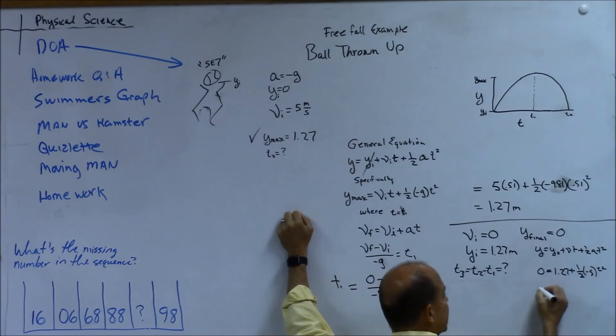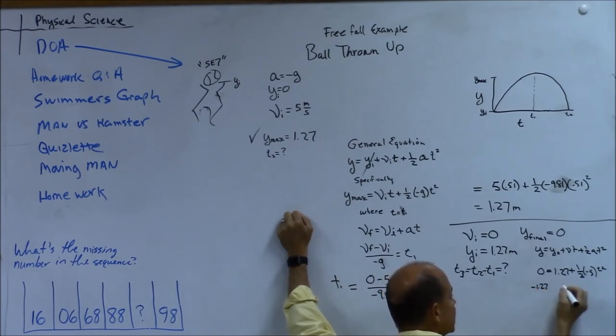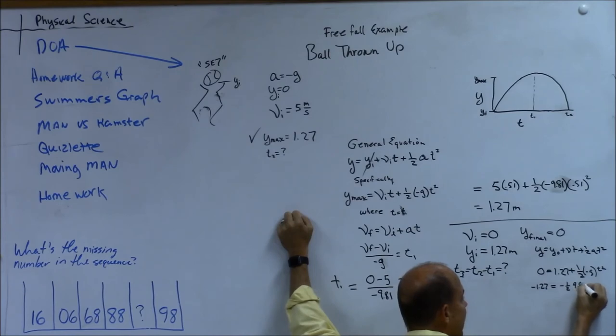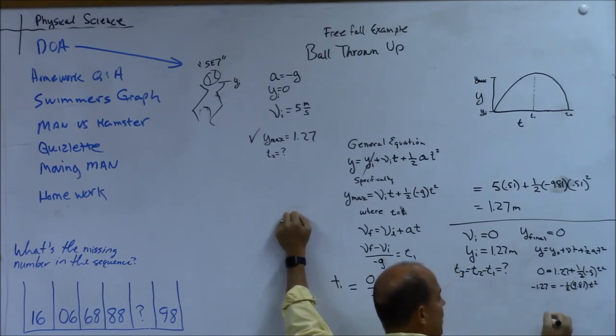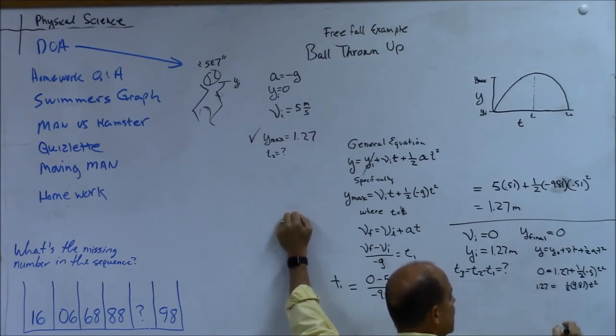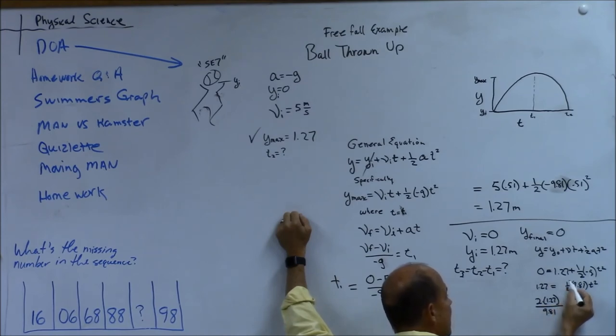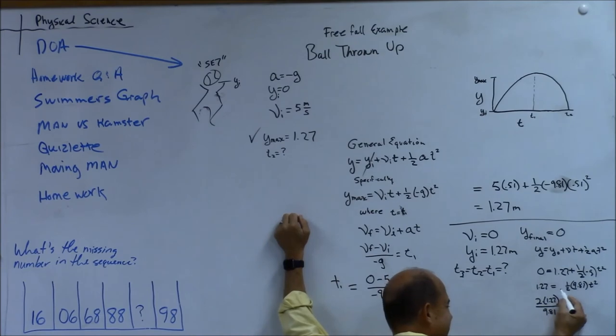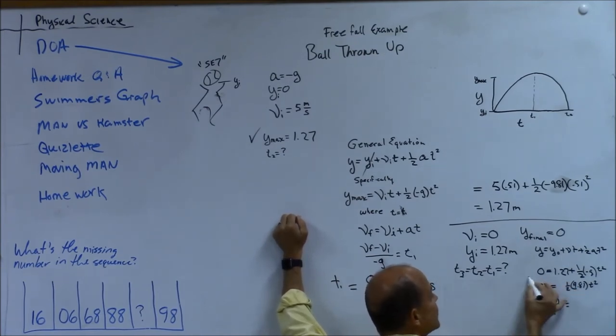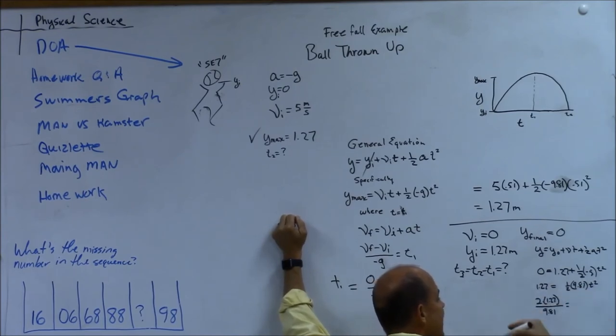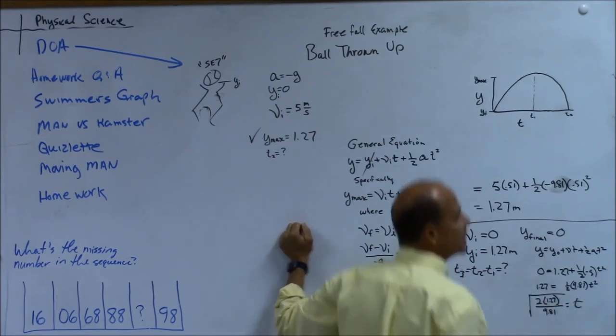Solving for this, bring a negative 1.27 over here, equal to a negative 1/2 times 9.81 t squared. Multiply through by a negative 1, multiply times 2, and divide by 9.81. I did all that. If you replay the video, you'll see where I did this voodoo math. I ran a negative 1 through the equation and made my negatives go away, multiplied by 2, divided by 9.81. Now I'm going to take the square root of each side, and I'm going to get T3.